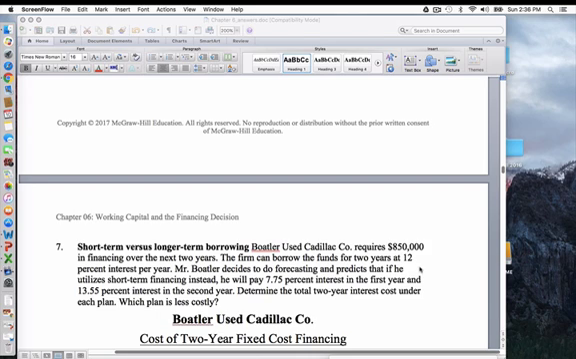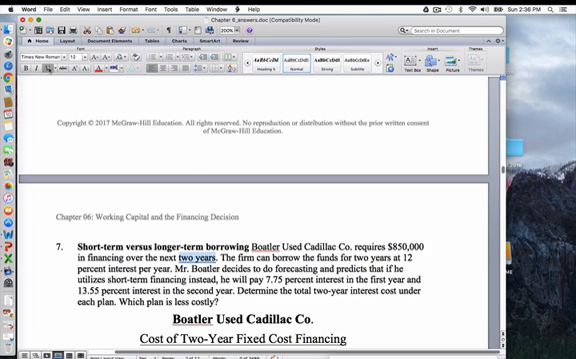So this business requires 850,000 for the next 2 years. That's the time frame. And the firm can borrow the funds for 12% per year. That's the one that's going to be locked in for each year. So they need 850,000 in year one at 12% interest. If they lock it in, the second year is going to stay the same. Or if you want, you can go short term, where the interest rate is not locked in.